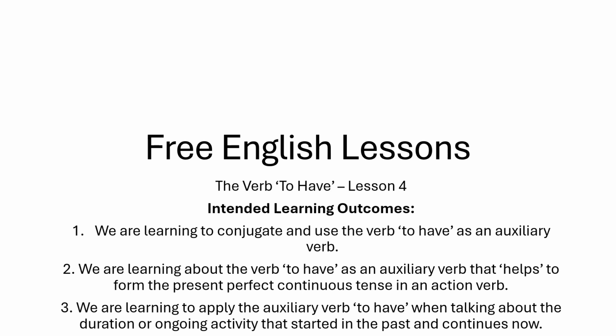1. We are learning to conjugate and use the verb to have as an auxiliary verb. 2. We are learning about the verb to have as an auxiliary verb that helps to form the present perfect continuous tense in an action verb. 3. We are learning to apply the auxiliary verb to have when talking about the duration or ongoing activity that started in the past and continues now.